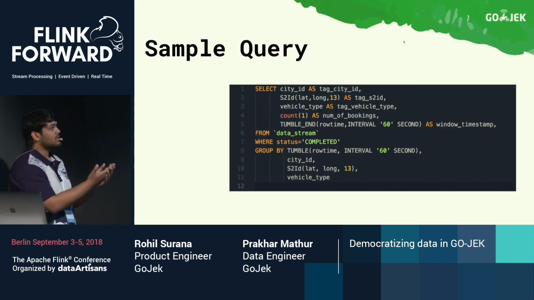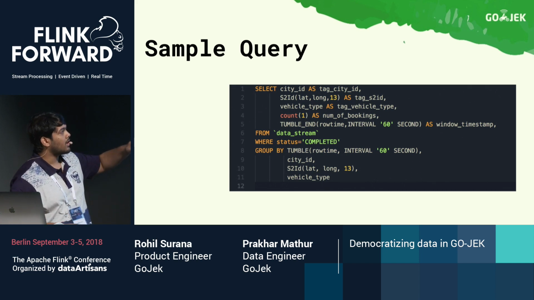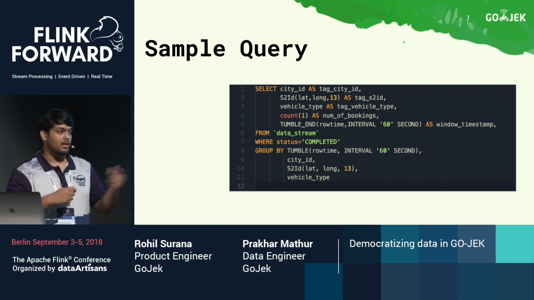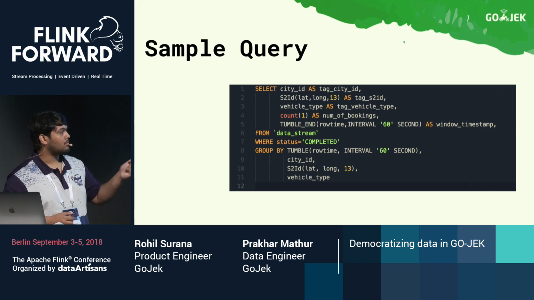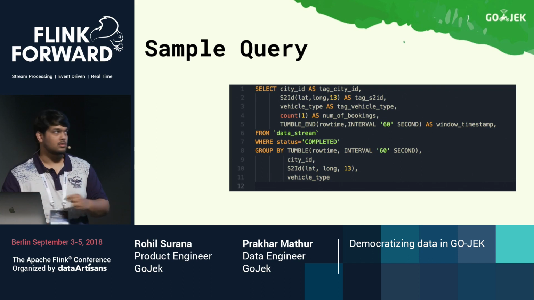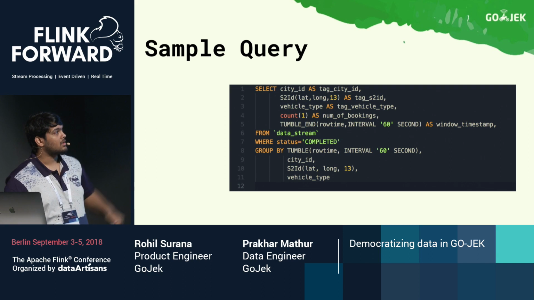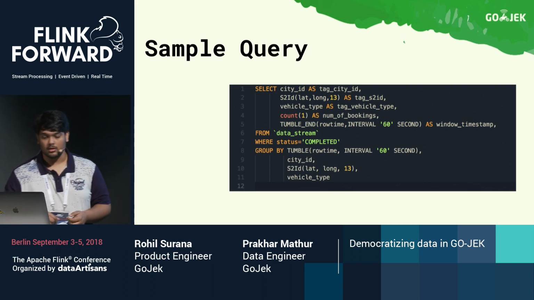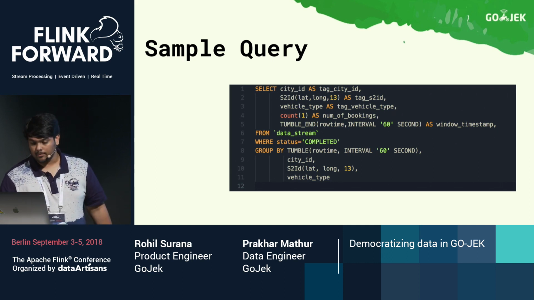This is one of the sample queries that was written by one of the business analysts. He's trying to calculate the demand in a particular city per vehicle type. As you mentioned, we have bikes, cars, and bluebirds. So per vehicle type, and in particular S2 ID. As you can see, this is a user-defined function. It takes the latitude and longitude and the S2 ID label, and converts those lat longs to S2 ID. So it will give you the demand in a particular area.